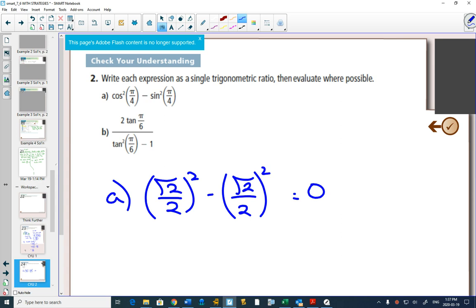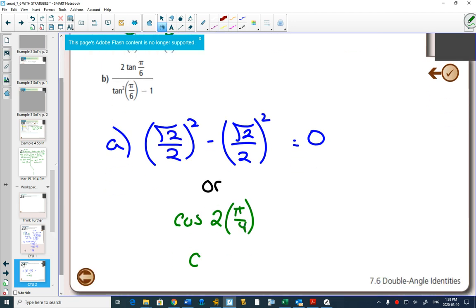The other thing you could do for part A is you could recognize, hey, this is cos squared theta minus sine squared theta. That's one of my formulas. And I could write it as cos of 2 times theta, which would be cos of 2 times pi over 4. And 2 times pi over 4 is pi over 2. And our x-coordinate at pi over 2 is 0. So you could get it that way as well. This one, I think it doesn't matter which one you choose. Okay?